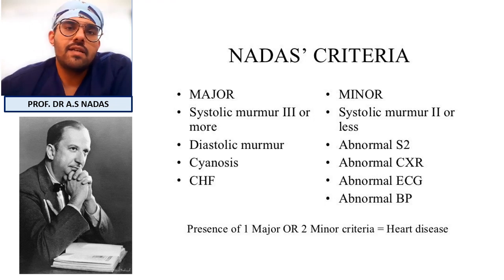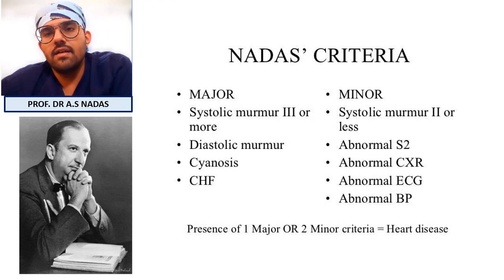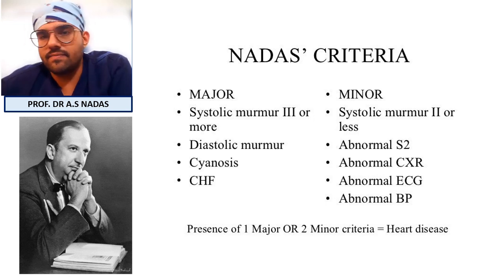Professor Dr. Alexander Nadas described his criteria. If you find a symptomatic child, how do you diagnose that the patient probably has congenital heart disease? As per Nadas criteria, if one major or two minor criteria are present, the child most likely has congenital heart disease. The major criteria are systolic murmurs of grade 3 or more, any diastolic murmur, which is pathological, cyanosis, and signs of congestive heart failure.